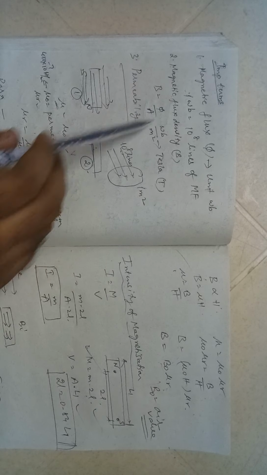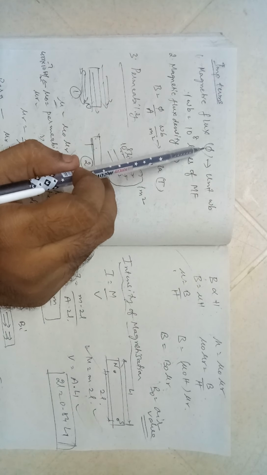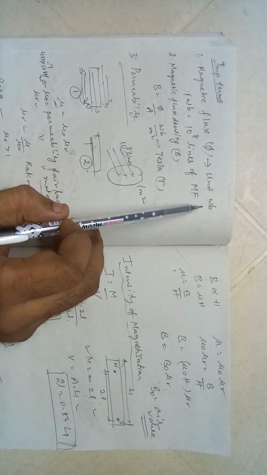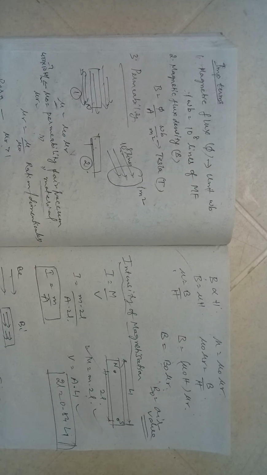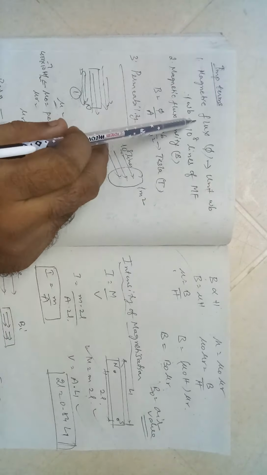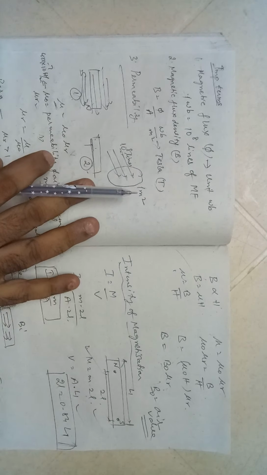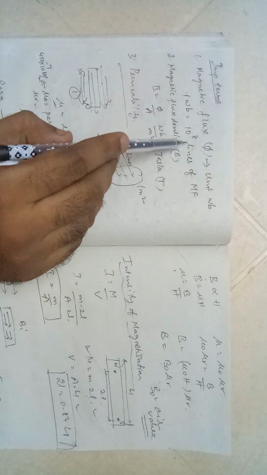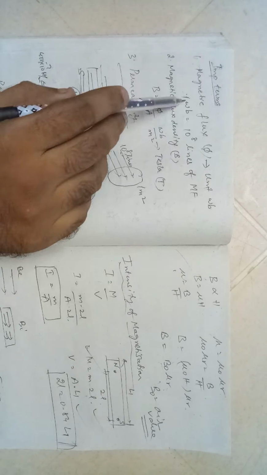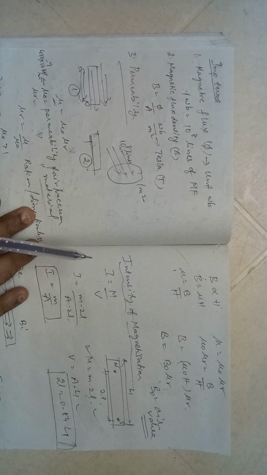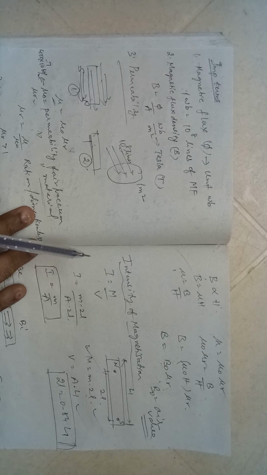Let's see some more important terms in magnetism. Magnetic flux. It is denoted by phi. Its unit is Weber, denoted by Wb. Now what does this mean? What is magnetic flux? It is the number of magnetic field lines. If the number of magnetic field lines is 10 power 8, we call it 1 Weber. Okay, it's a unit. 10 power 8 means 10 crores. 10 crores of magnetic field lines means 1 Weber.